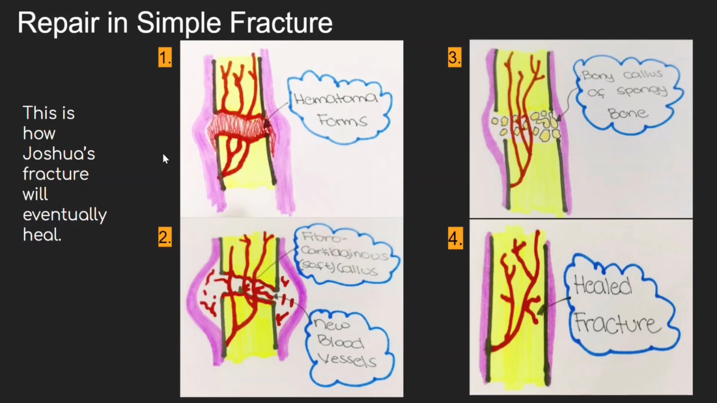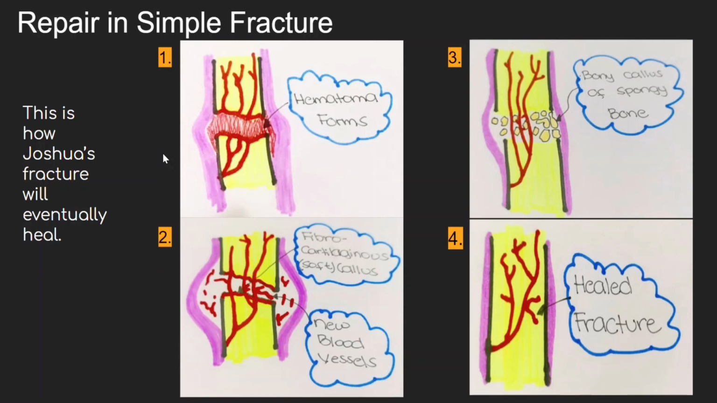And then, fibroblasts and osteoblasts enter the area and begin to reform bone. Fibroblasts produce collagen fibers that connect the broken bone ends, while osteoblasts start to form spongy bone. The fibrocartilaginous callus, which is a soft callus, will connect the 2 ends of the bone and stabilize it, while new blood vessels begin to occur.